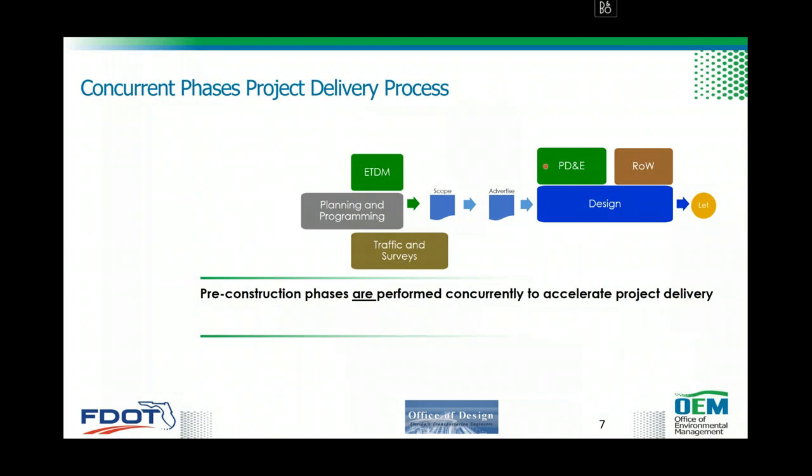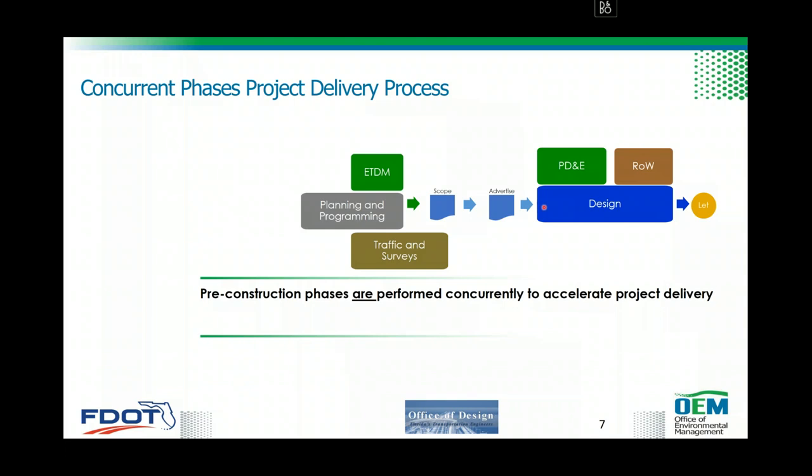So we've moved the PD&E and combined it with design. We're going to be doing both PD&E study and design services together. We're going to be using the information from planning and ETDM screening to scope the project, and then advertise and procure the consultant who will be able to do both PD&E and design. And after the PD&E is approved, that's when the right-of-way phase will start.